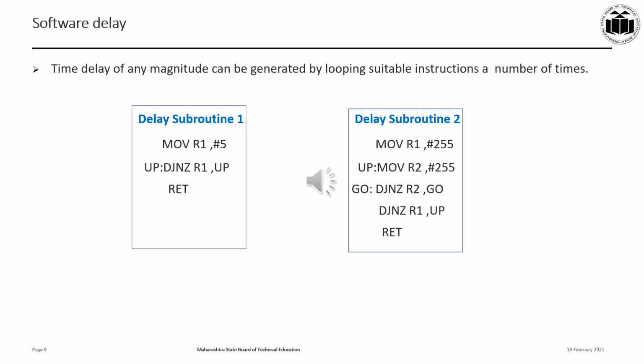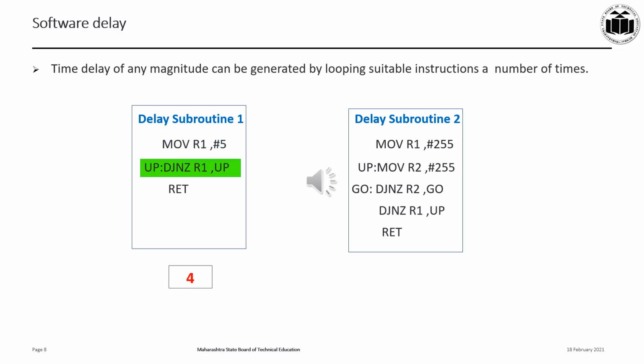Software time delay of any magnitude can be generated by looping suitable instructions a number of times. As shown, in delay subroutine 1, the MOV R1, #5 instruction loads the value 5, which we call the count, into register R1, and the instruction DJNZ R1, UP decrements the value in R1 by 1, and as the value in R1 is not equal to 0, it goes back to label UP.